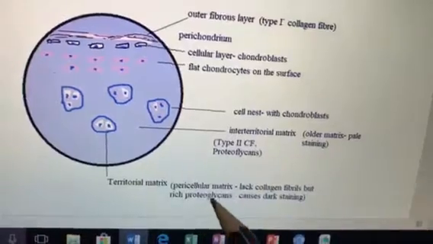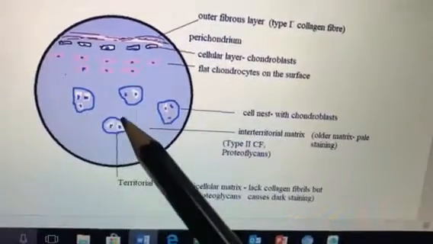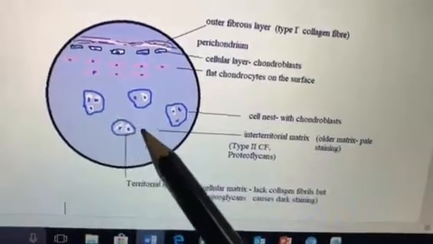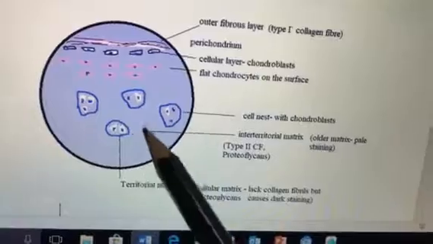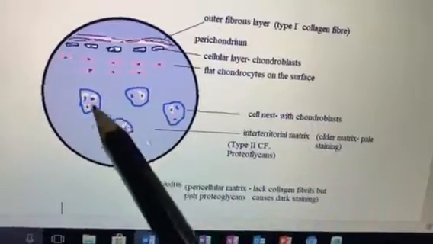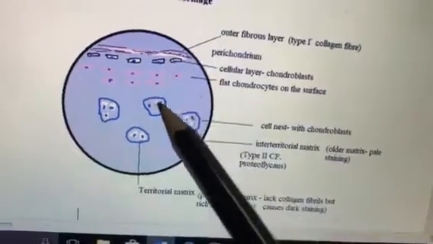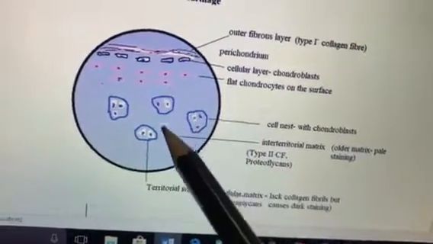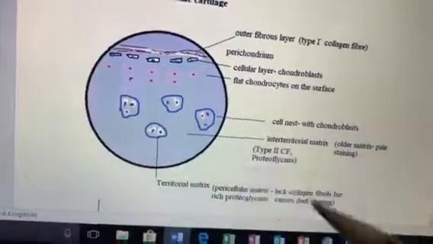So see, the territorial matrix is like collagen fibers but rich in proteoglycans. Here proteoglycans are more, that's why it appears dark bluish in color, and here the proteoglycans are less but rich in type 2 collagen fiber, so it is pale. So 1 mark, 1 mark, and for the flat cells 2 marks. Number 3, cell nest, 3 marks. Number 4, territorial matrix and interterritorial matrix, 4.5 marks with a diagram.